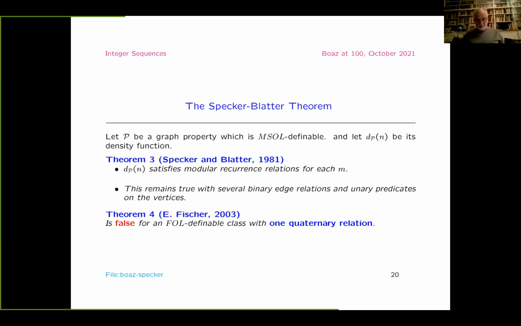And Eldar Fischer in 2003 produced a counterexample which shows that you have to restrict yourself to binary relations. For ternary relations, the problem is open. And for quaternary relations, Fischer gave an example which is a first order definable class and doesn't satisfy a modular recurrence relation.